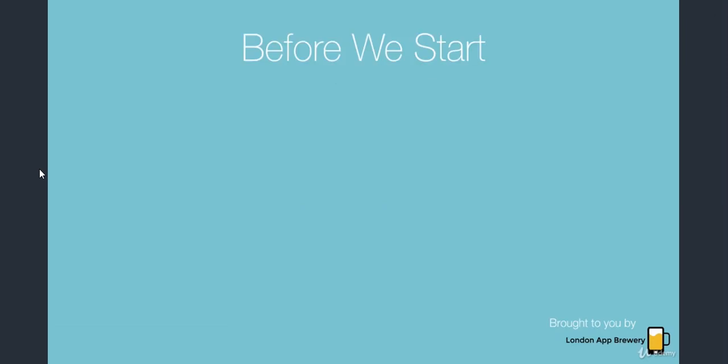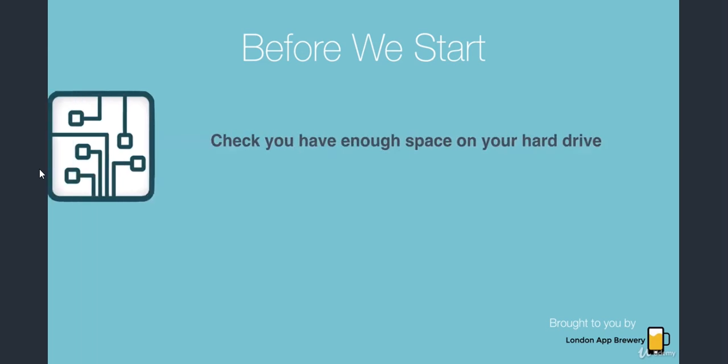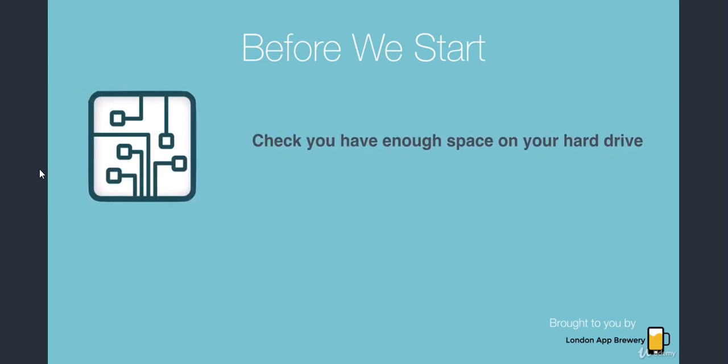But before we start, there's a couple of things that you need to check to ensure that your download and installation goes smoothly. First thing is to make sure that you have enough space on your hard drive. Even though Xcode is only about 4.5 gigabytes, you need about 10 gigabytes for the download and installation. So first check to make sure that you have enough space.